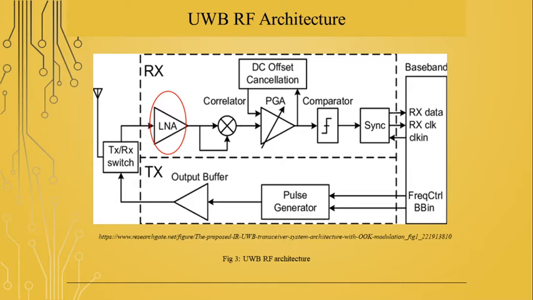In this RF receiver architecture, we have both transmitter and receiver parts. At the receiver end, we have the low noise amplifier, correlator, that is the mixer with the internal signal, PGA circuit, comparator, synchronizer, and then this analog part data goes to the digital baseband operation circuitry. At the transmitter end, the output buffer and pulse generators are present. This is the main block: the RF receiver architecture consists of the transmitter and receiver circuits.